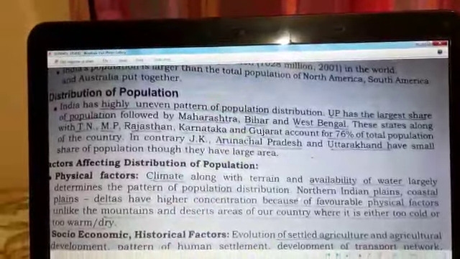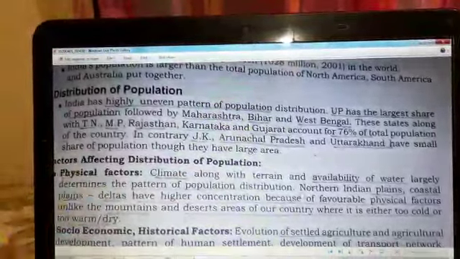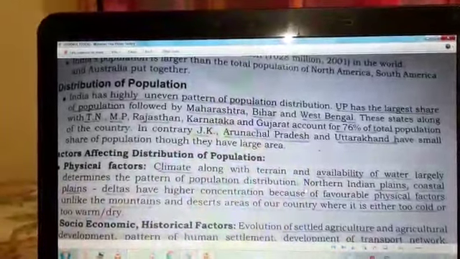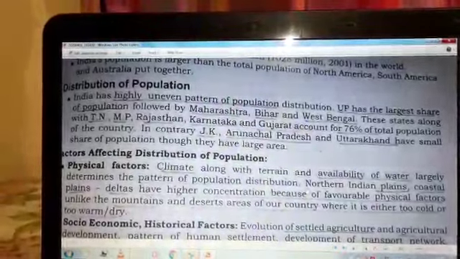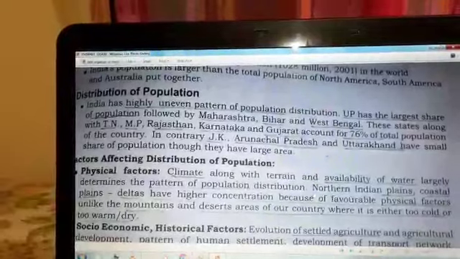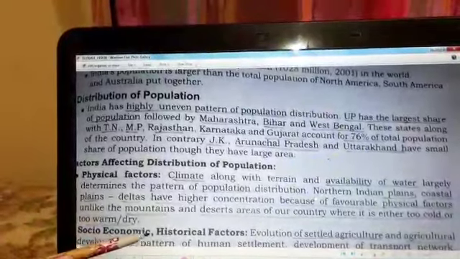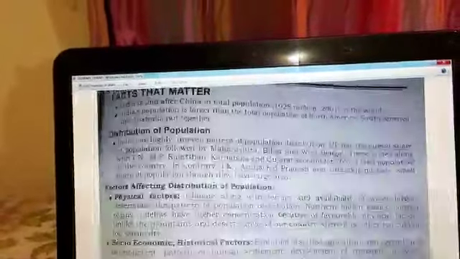On the other hand, if we see mountains and deserts, these areas of our country are either very cold or too warm or dry. So we can see that the population is quite less in these areas. So these are the physical factors. Now I am going to discuss with you socio-economic and historical factors.